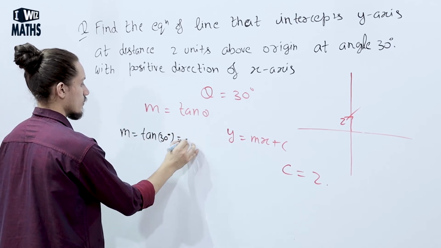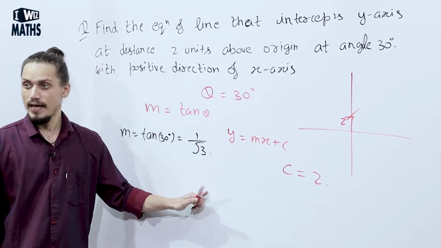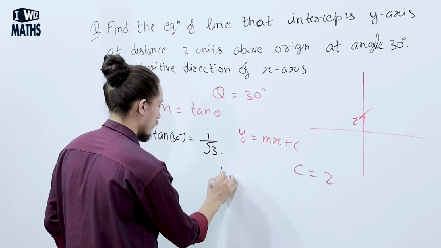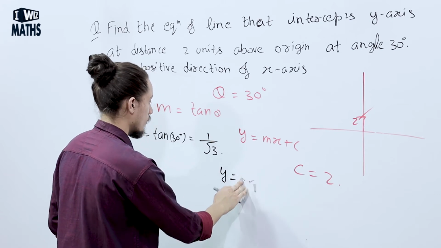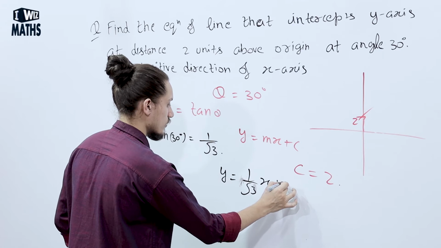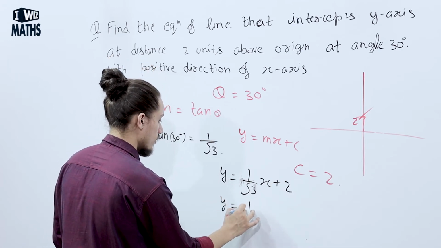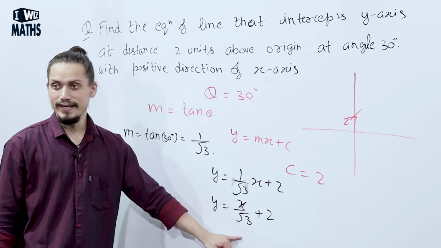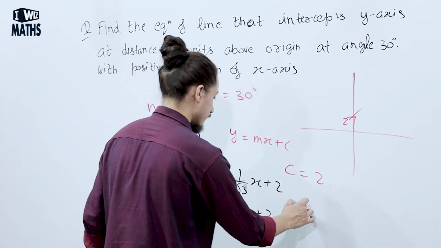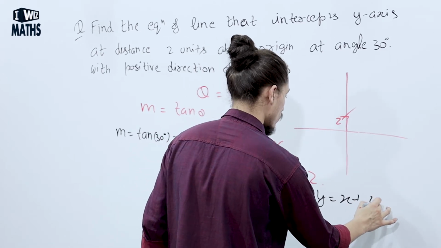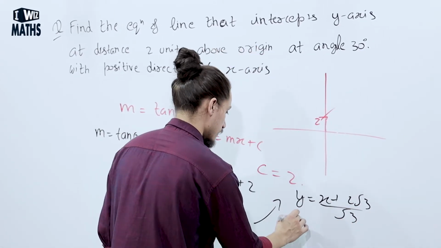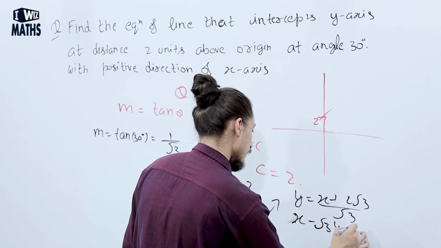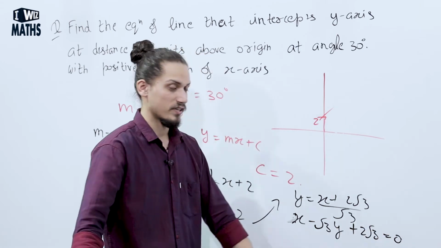30 degrees, which is equal to 1/√3. We have the value of m, we have the value of c, so we can find the equation of line in this case, which is the y-intercept form. So we get y is equal to the value of m, 1/√3 x plus c, which is equal to 2, and y is equal to x/√3 plus 2. Now we can leave it here also, but we want to simplify it, so taking LCM we get y is equal to (x plus 2√3)/√3, which implies x minus √3y plus 2√3 is equal to 0, which is the required equation of line.